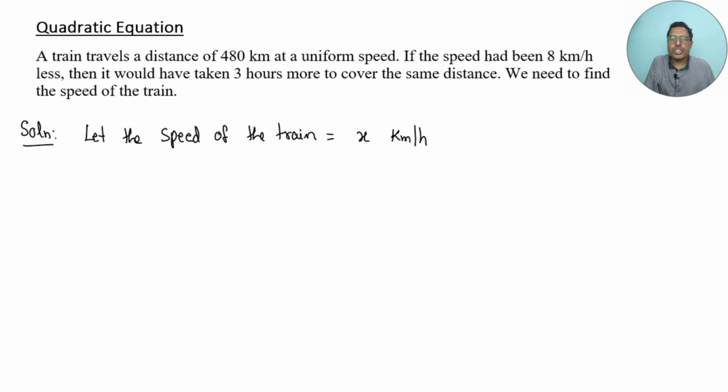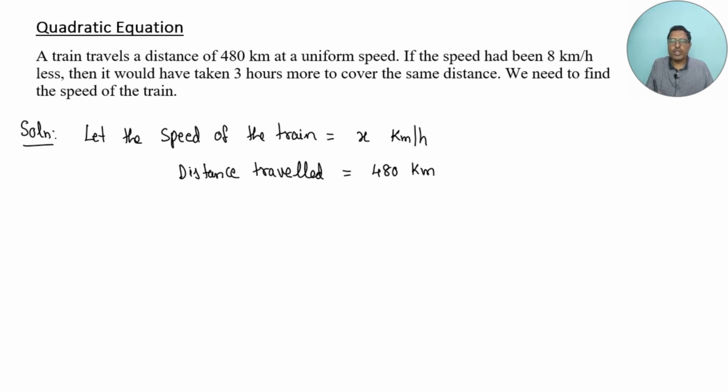Then the distance travelled by the train is how much? 480 kilometers. So the distance travelled is given as 480 kilometers. Then if the speed of the train is x kilometer per hour and the distance travelled is 480 kilometers, what is the time taken? We need to find out the time taken.